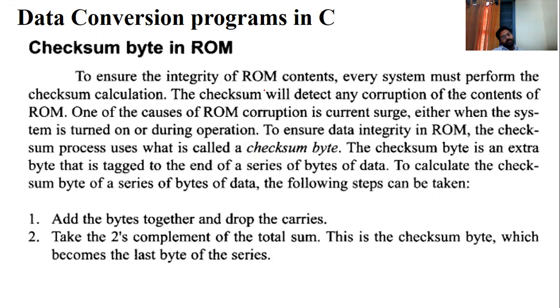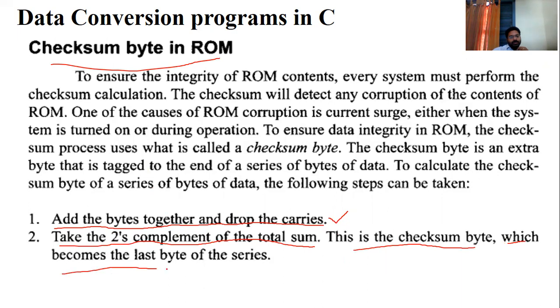Again, you have another method that you can call the checksum byte. What steps are you going to take for performing this checksum method? Add the bytes together and drop the carries. Then take the 2's complement of the total sum. This is the checksum byte, which becomes the last byte of the series. You can perform the 2's complement.